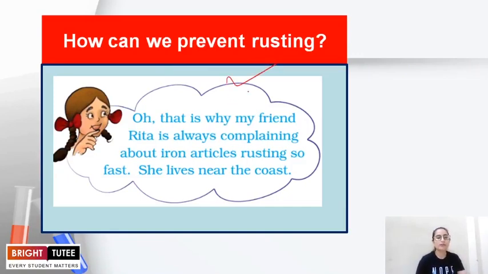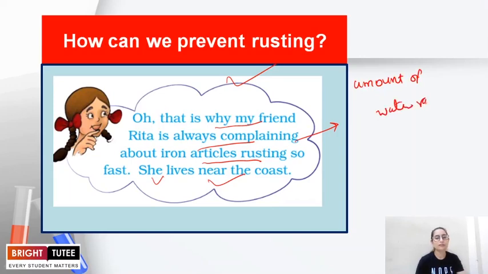Now, how can we prevent rusting? Oh, that is why my friend Rita is complaining about iron articles rusting so fast. She lives near the coast. Imagine near the coast, basically the amount of water vapors present in the air is higher.